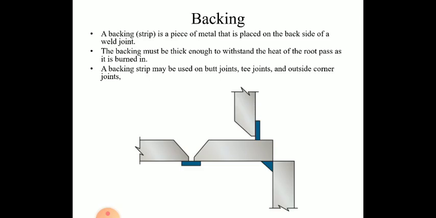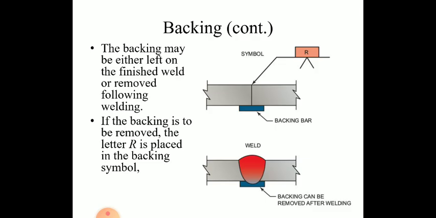इतना मोटा होना चाहिए, थिक होना चाहिए कि जो हीट है वो जो सप्लाई हो रही है वेल्डिंग में उसको बेसिकली रोक सके. A backing strip may be used on the butt joint, T joint and the outside corner joints. You can see here that kind of a backing is provided. You can see it controls the back burn through also. So the symbol is also provided for the backing bar. The backing may either be left on the finished weld or removed following welding.